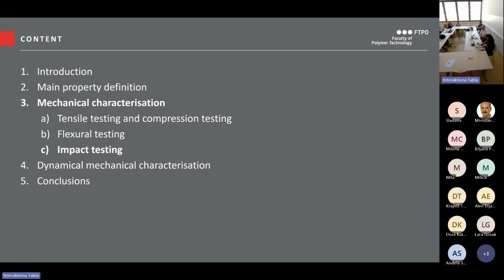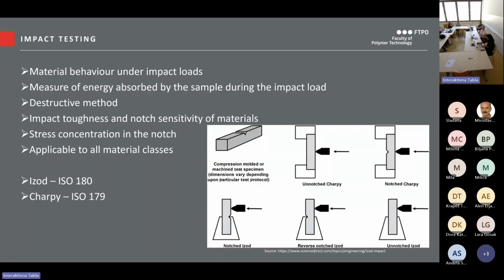If we continue with impact testing, with impact testing we actually study material behavior under impact loads. We measure energy absorbed by the sample during the load applied in the impact wave. It's a destructive method like the rest of them. We study actually impact toughness of materials and notch sensitivity of the materials. We can test unnotched samples or notched samples.